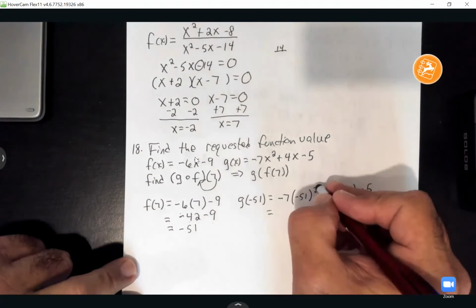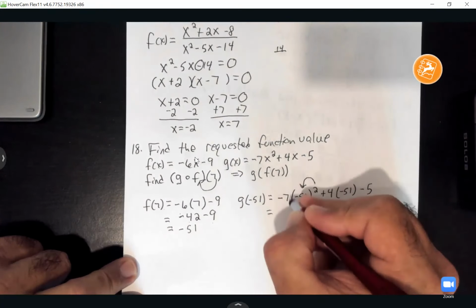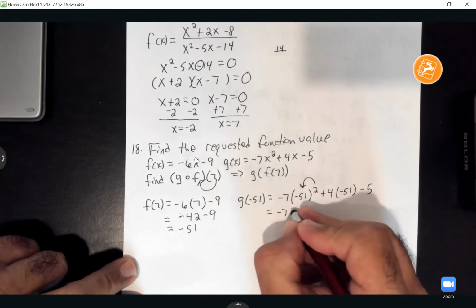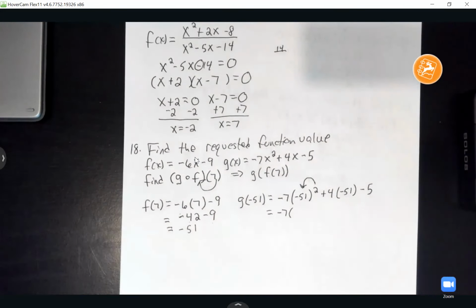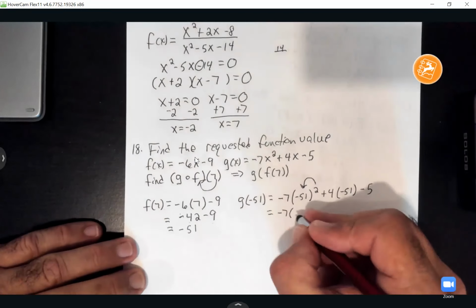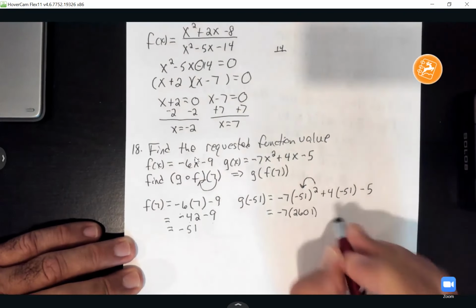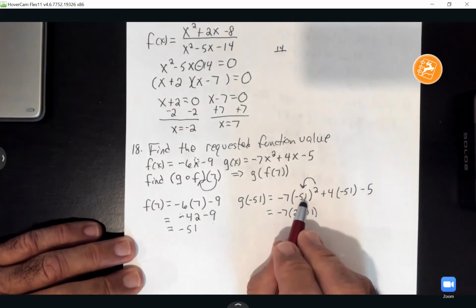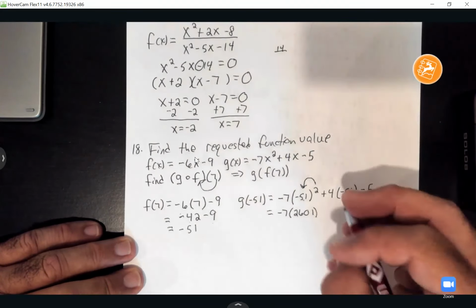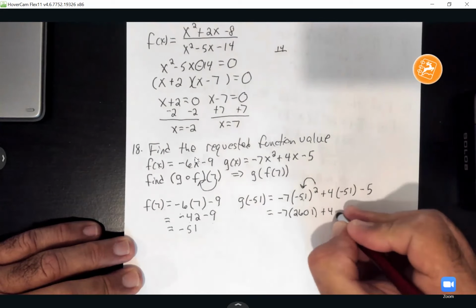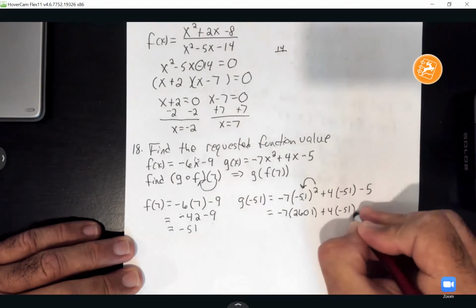All right, y'all. So first thing I got to do is that exponent. So bring down that -7. Let's see. What's a -51 times a -51? Y'all, that gives me 2,601. And remember, that's got to be positive, because a negative times a negative makes a positive. And y'all, I'm just going to bring the rest of this down.